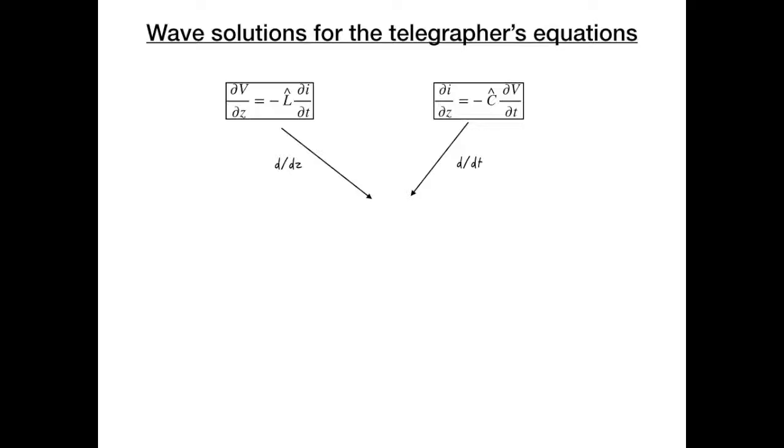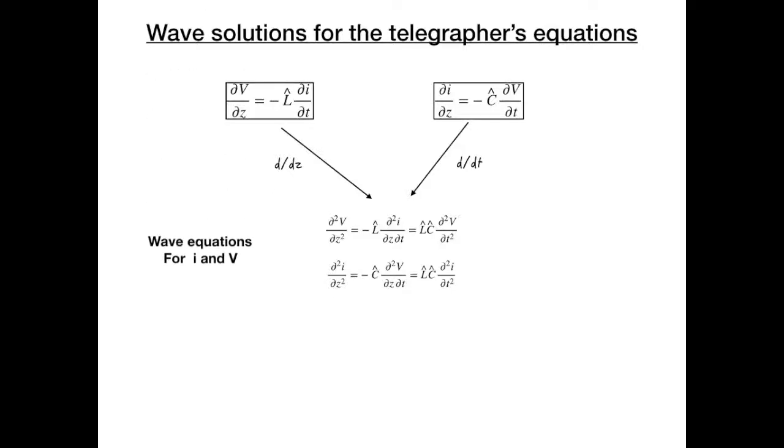So let's see what the corresponding wave equations for the telegrapher's equations are. Applying the same technique we used before, taking the derivatives with respect to z and with respect to time of both equations, we get the wave equations for the voltage and currents. Note that we have the second derivative of v with respect to z and time, and we have L times C, which is related to the speed of the wave. Using the same technique, we get the second equation for the current, and these are the wave equations for the voltage and current.